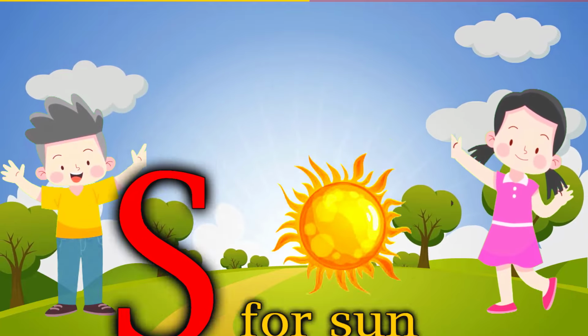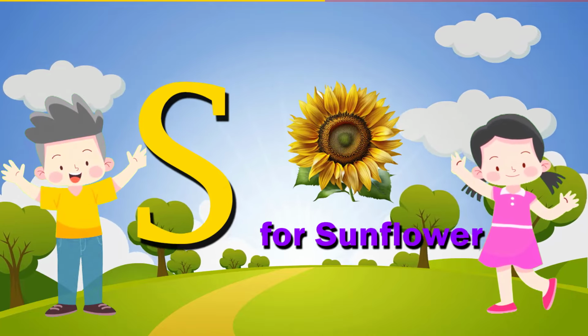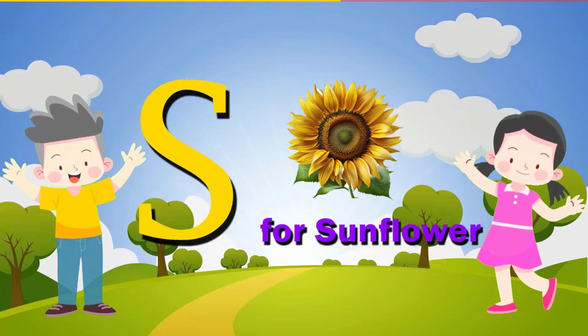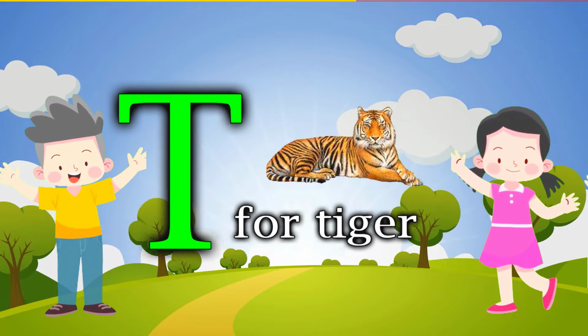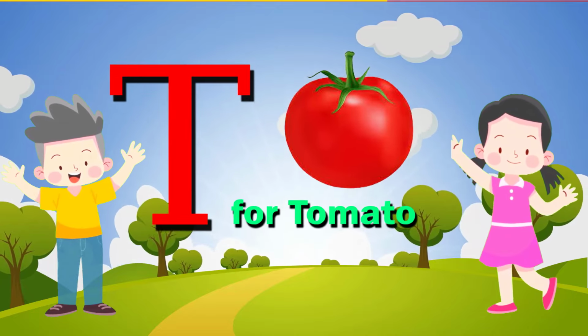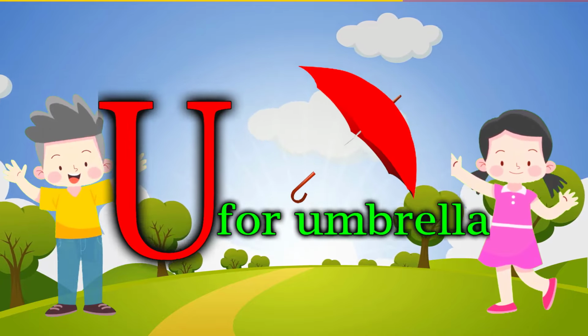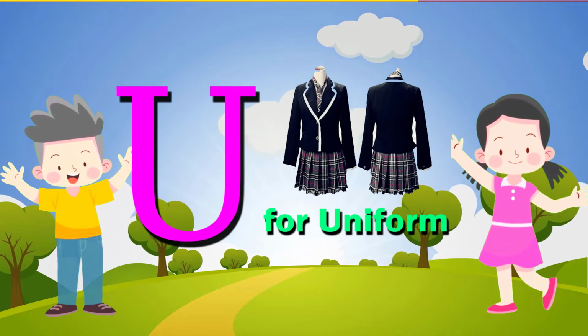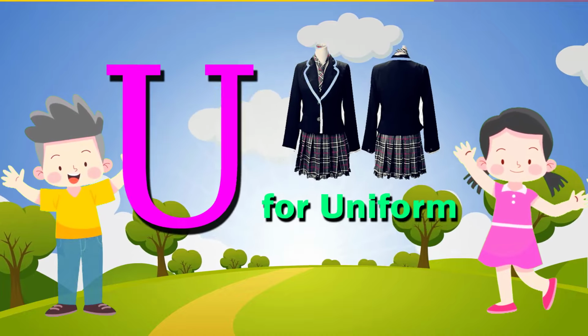S for sun, S for sunflower. T for tiger, T for tomato. U for umbrella, U for uniform.